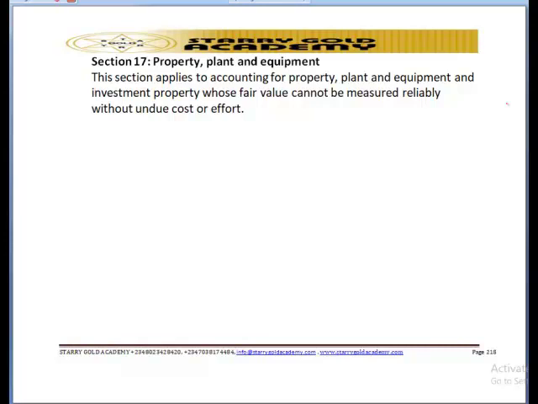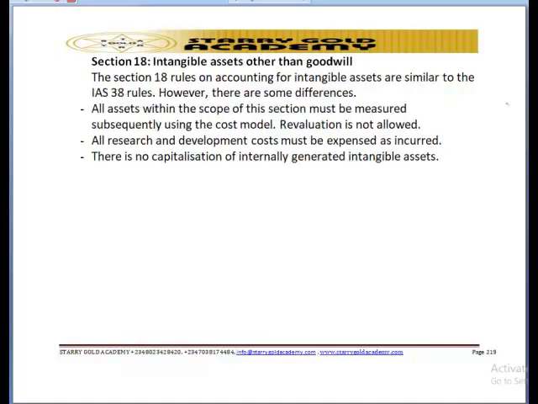Now let's look at section 18, intangible assets other than goodwill. Now, section 18 rules on accounting for intangible assets are also familiar to the IAS 38 rule. It's IAS 38 that actually dealt with intangible assets in the full IFRS. But there are some differences. They have stated it here. All assets within the scope of this section must be measured subsequently using the cost model, and revaluation model is not allowed. You see, so we say revaluation is not allowed. That's one of the exceptions.